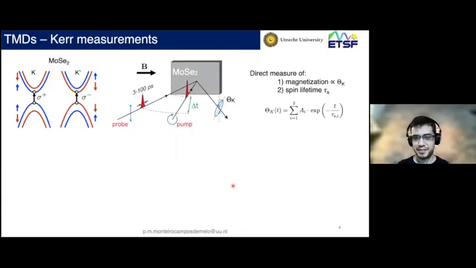So this is the simplistic view of a theoretician of how the Kerr measurement goes. You have your material that will have a given spin texture in K and K prime. With a pump, you create a population of excited electrons and holes at a given valley. Then later, at a given delay, you probe it with linearly polarized light. Then you measure the angle between the polarization of the probe and that of the reflected light. And this will give you a measurement of how imbalanced the populations are at K prime and K.